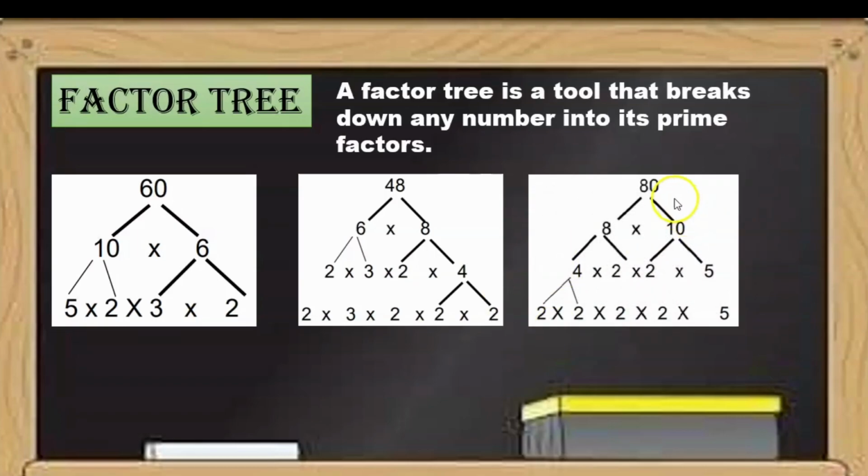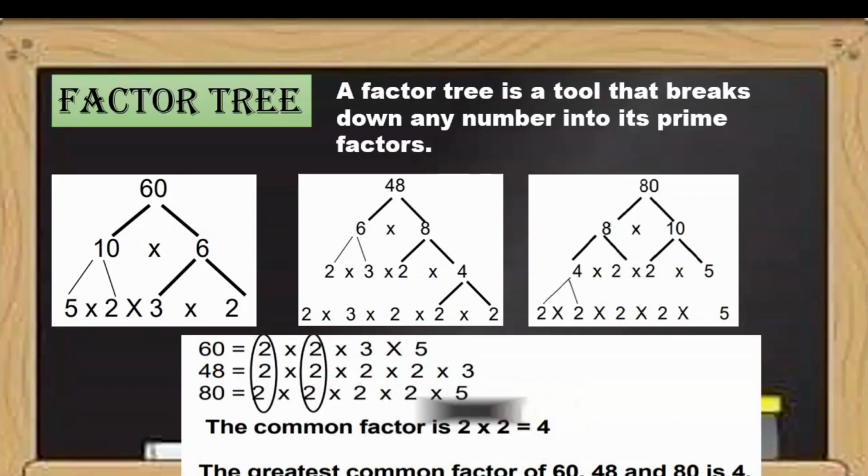Next, 80. The factors of 80, we have here 8. Then, yung 4 pwede pang i-break down. We have here 2 times 2 equals 4. Then, bring down also 2, 2, and 5.